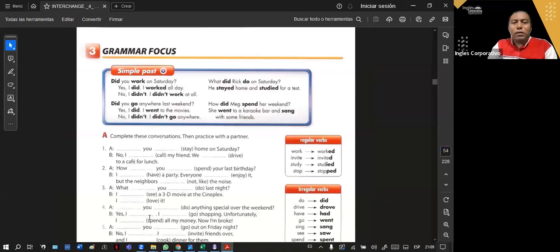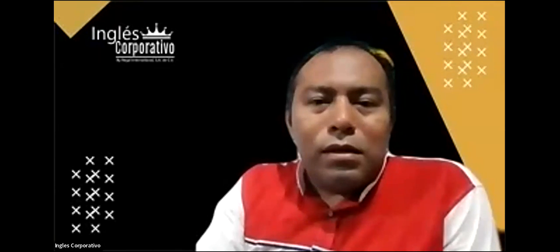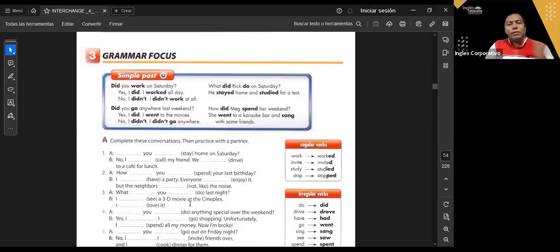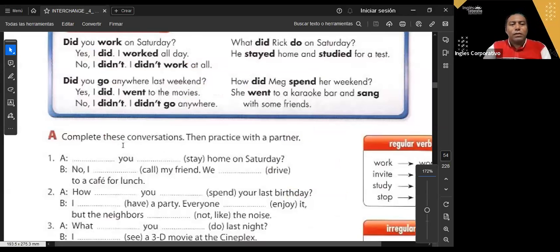So yesterday, you have another homework. So this was the homework about yesterday. This one was the homework about using the simple past, right? Remember that did is an auxiliary in simple past, right? For example, did you work on Saturday? Yes, I did. I worked all day.